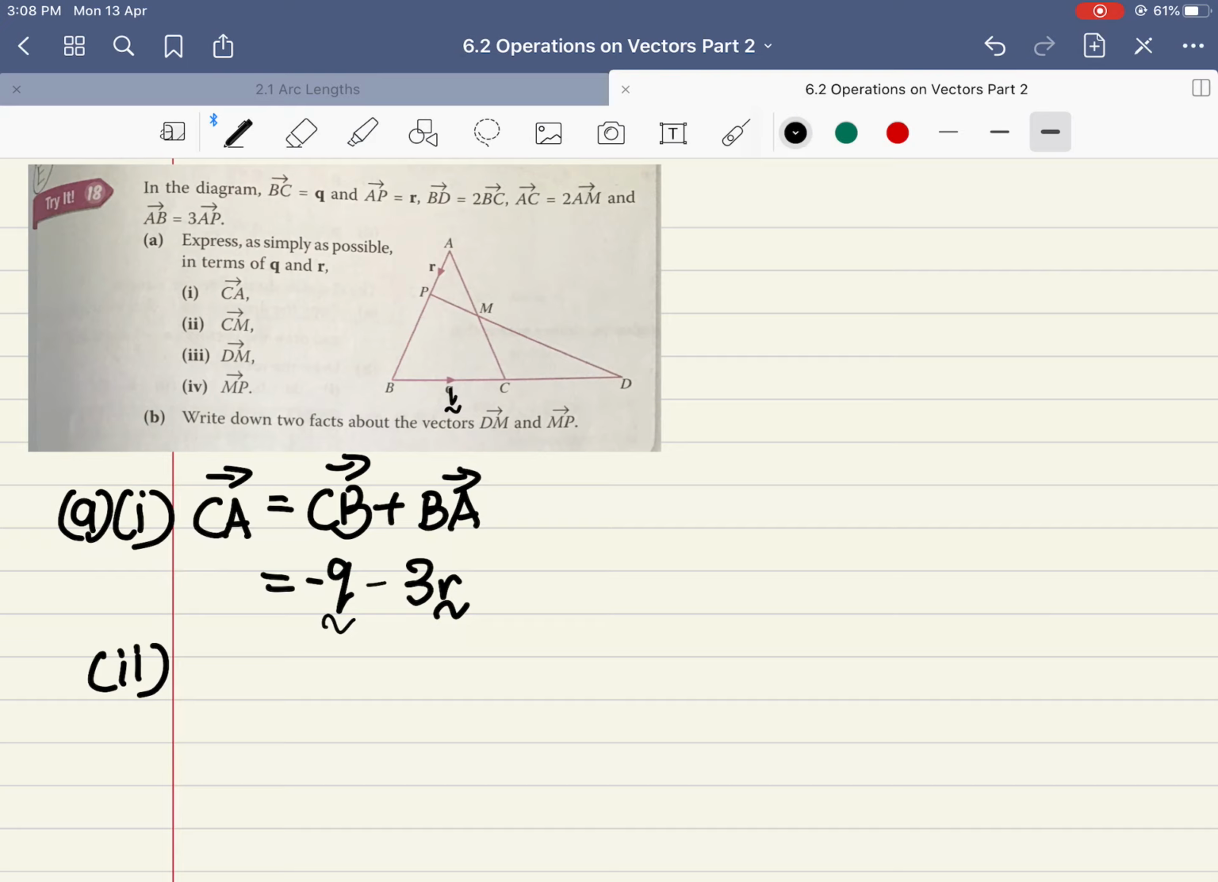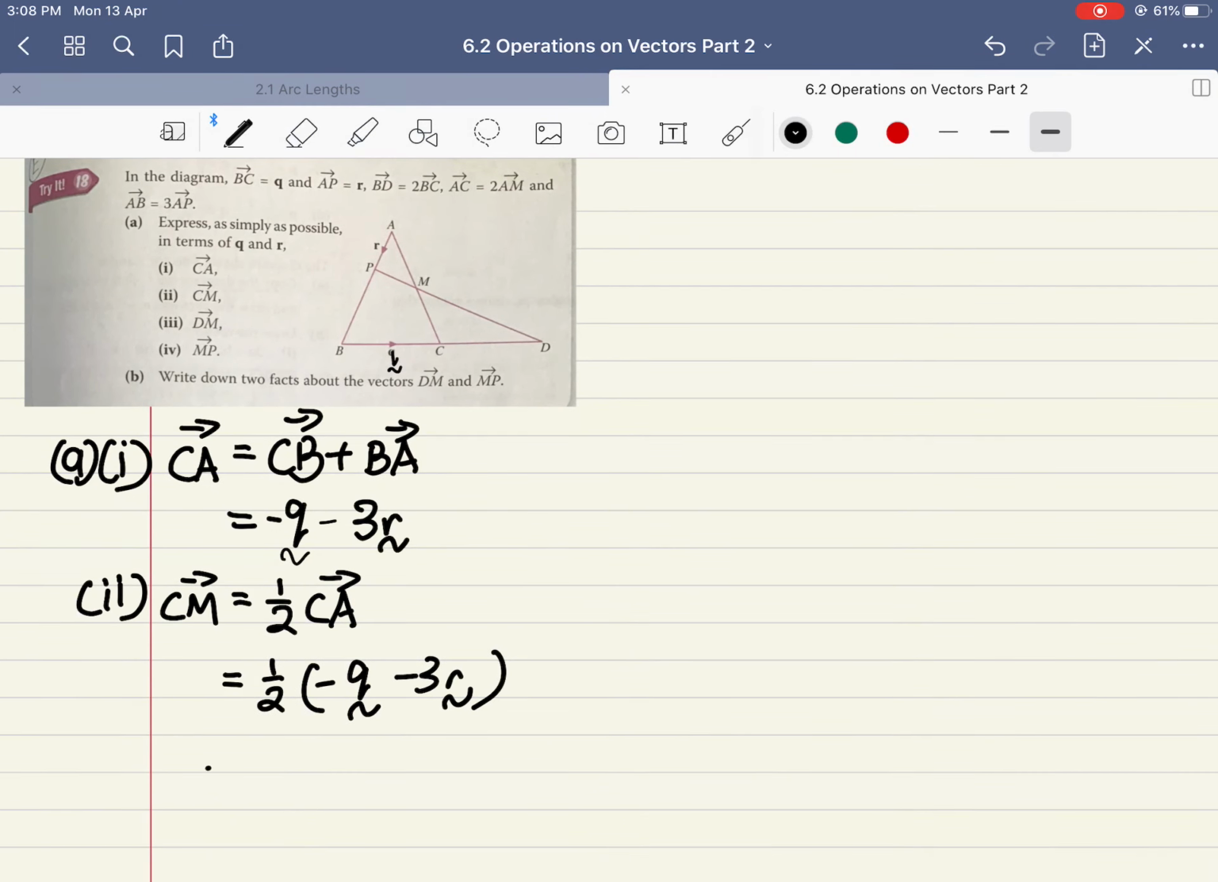For part 2, we have CM. I know that CM is half of CA. How do I know that it's half of CA? From this portion here, where you tell me that AC is 2 of AM, it means that M is the midpoint of AC. So therefore, CM is half of CA. So I just erase this, and I'll say that CM, since M is a midpoint, is half of the vector CA. So I just apply scalar multiplication. Therefore, my CM value, you have to expand, is negative half Q minus 3 over 2R.